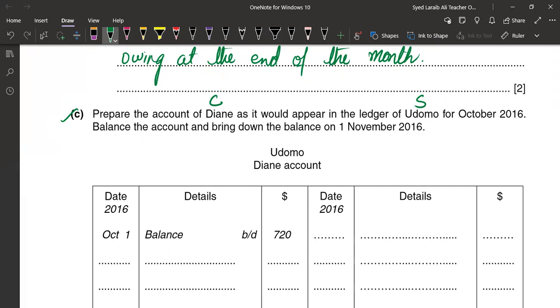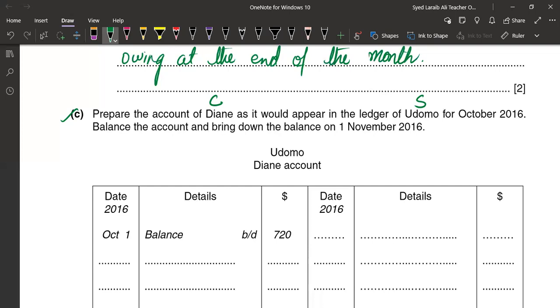Remember, when the question says prepare the account of the customer in the ledger of the supplier, that means from now you would consider yourself as the accountant of the person who has got the ledger. And the person whose account is being made should be in front of you. He may be your supplier or maybe your customer. He is in front of you. He is the other business. Whereas the person who has got the ledger, you are the accountant of that particular business or trader.